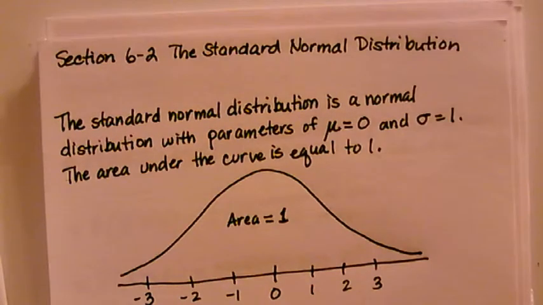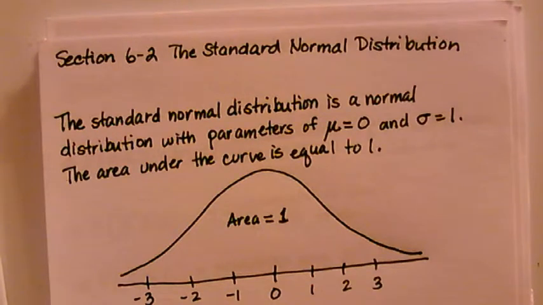Okay, in this video we're going to be looking at the standard normal distribution. What we'll do here is use the standard normal distribution table to find probability values, and also we'll be trying to find out what the z-values are given the known areas.